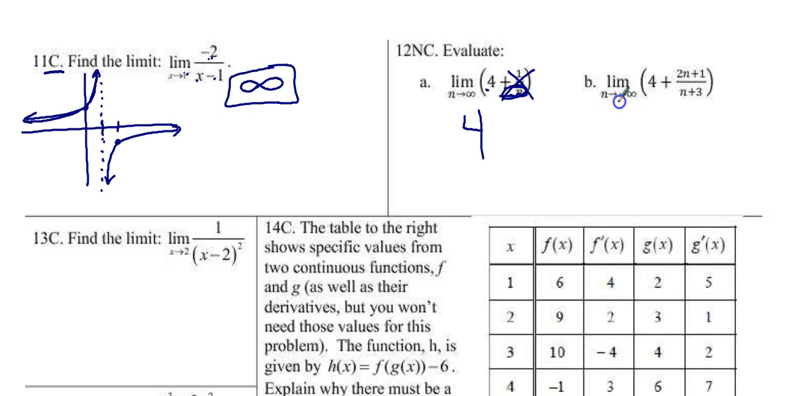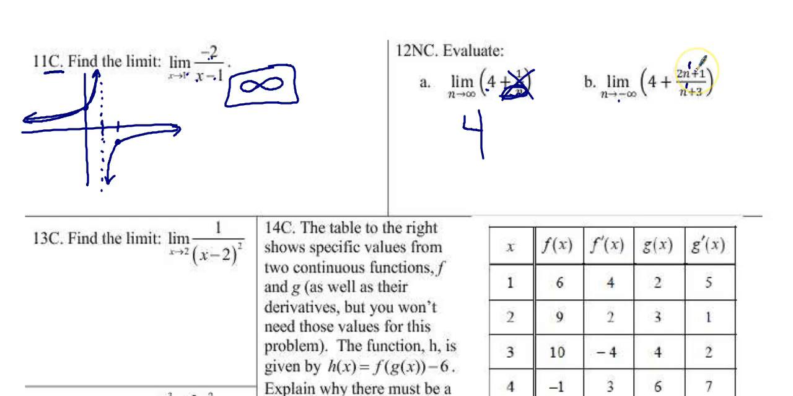Limits to negative infinity are the same as limits to infinity for 90% of the problems, 95% of the problems. The only time they're not are square root or exponential, and this is neither of those. So we look at the degree. Ignore the 4, it's just a constant. We're going to leave that there. This is a degree of 1. This is a degree of 1.